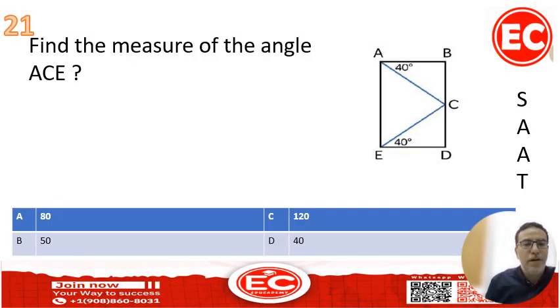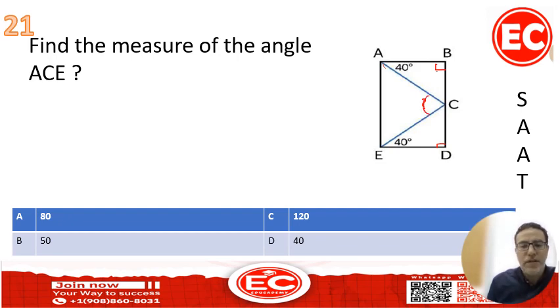Bismillah ar-Rahman ar-Rahim. Regarding question number 21, find the measure of the angle ACE. As we can see, ABDE is a rectangle, and the measure of angle B is equal to 90, and the measure of angle D is equal to 90. We are looking for the measure of the angle ACE, so we are looking for this angle.